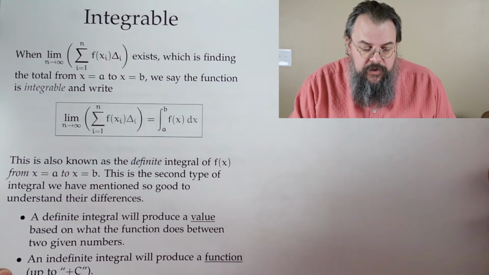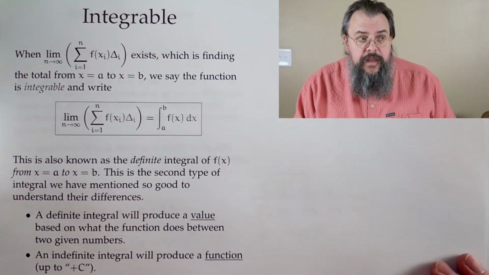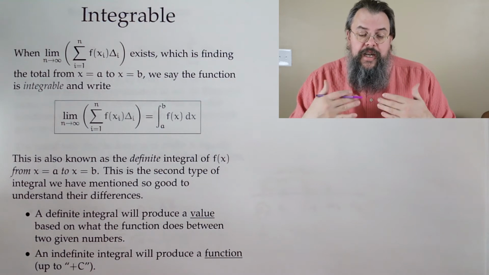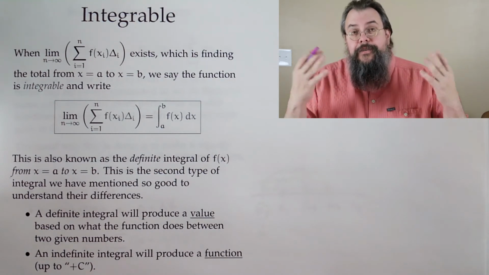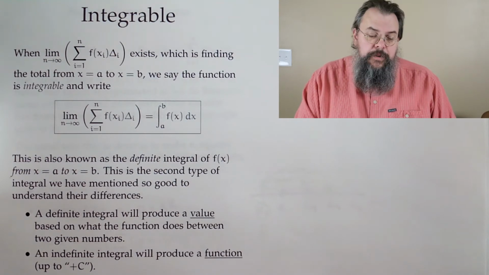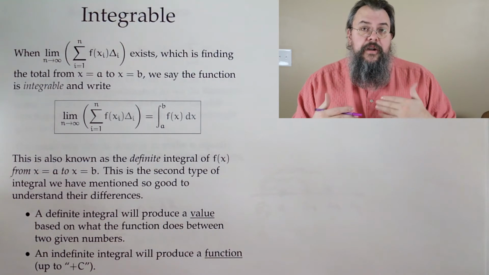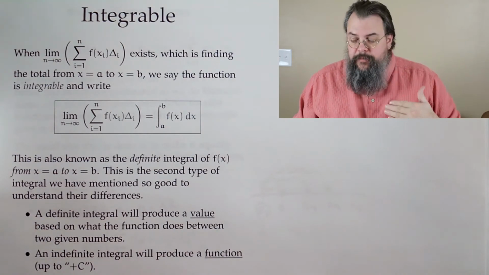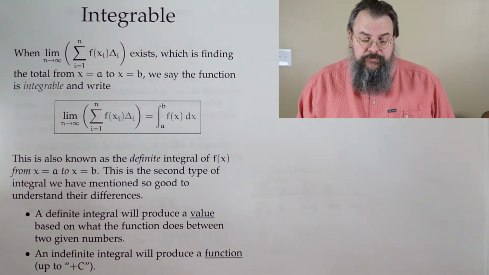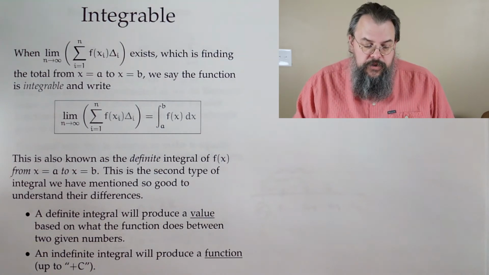So, what's the concern? Does the limit exist? When the limit exists, then we are indeed finding the total area, in quotes, "area," from A to B. And we say it's integrable. So when you say this is integrable, it means we can find the area under the curve.